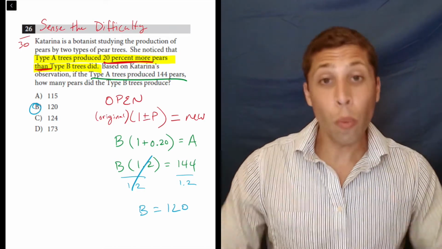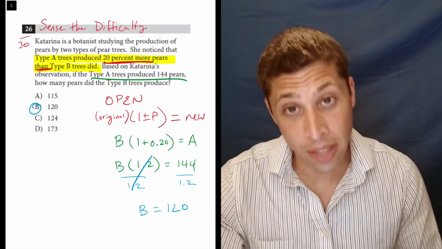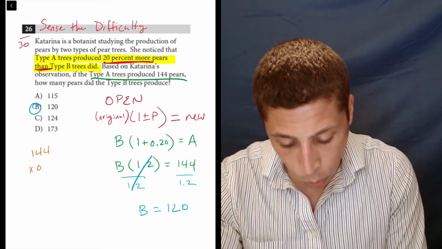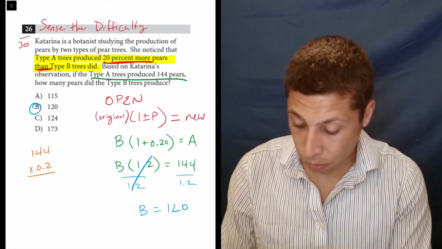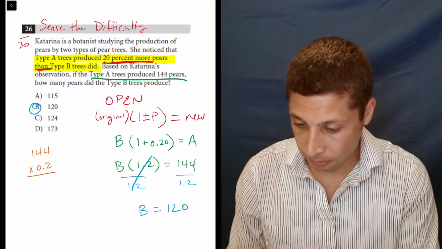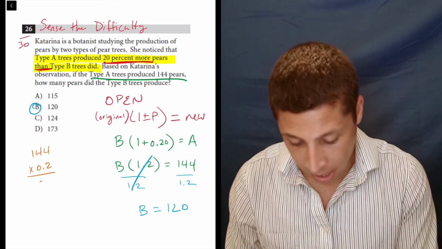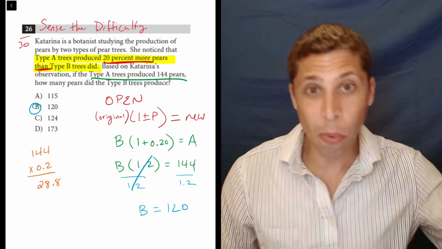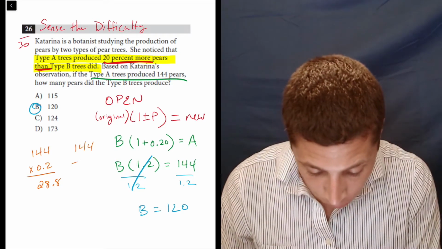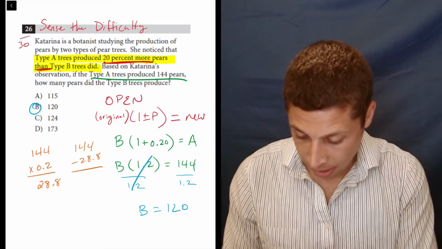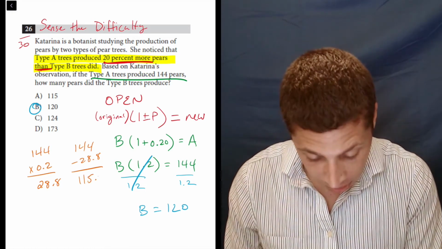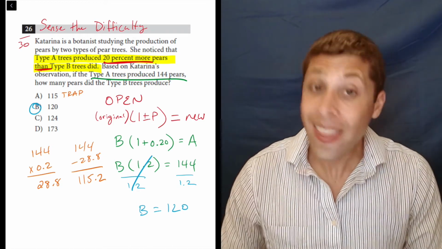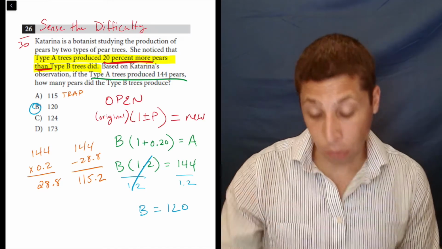Okay, so where do people go wrong? Well, mostly what they do is they follow this normal robotic way of taking percentages. They take 144, they get 20% of it, so they multiply by 0.2. 144 times 0.2 is 28.8. And they say, oh, okay, well, if type A has 20% more than type B, I can just subtract that away. 144 minus 28.8 and we get 115.2, which isn't perfect, but is pretty darn close to choice A. And that is a very common mistake. I have a feeling that if you got this wrong, that's probably what you picked.